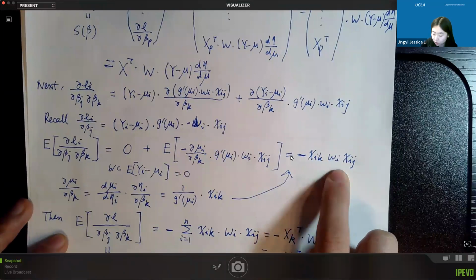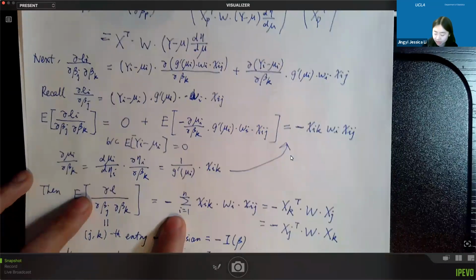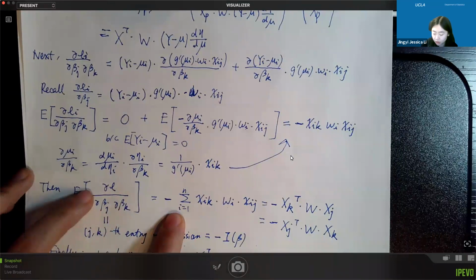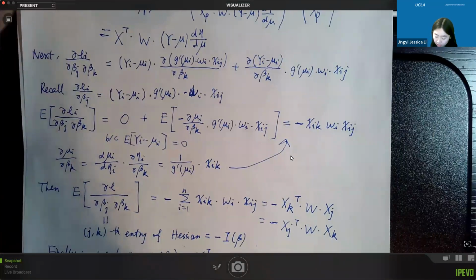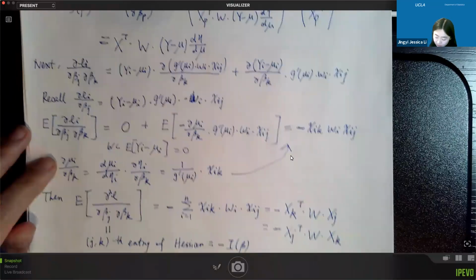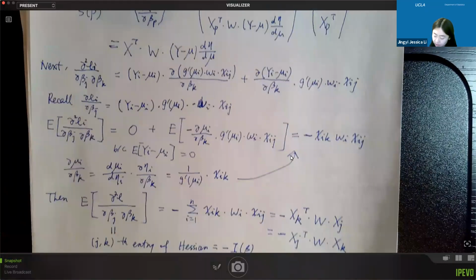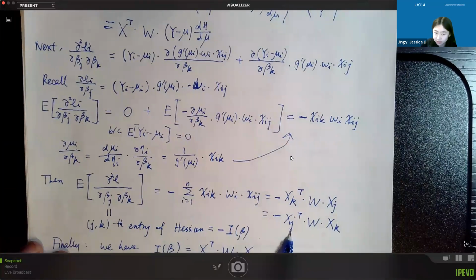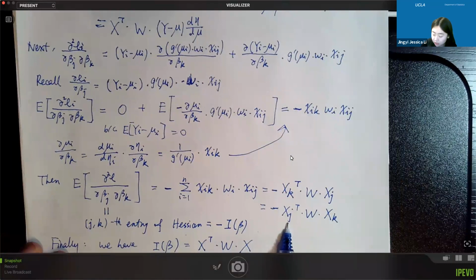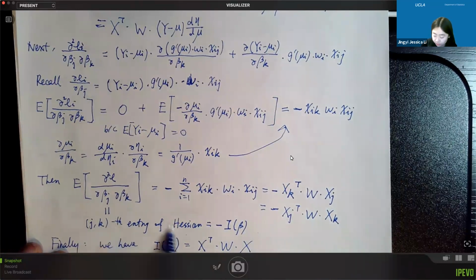We need to take the sum over i from 1 to m. So we get here the jk-th entry in the Hessian of the log likelihood. I need to put here the second partial derivative, and also I forgot to have the 2 here and 2 here. Okay, so I can write this in matrix form again: it is negative the transpose of the j-th column of X times W times the k-th column. And that's the jk-th entry of the Hessian, the negative Fisher information.